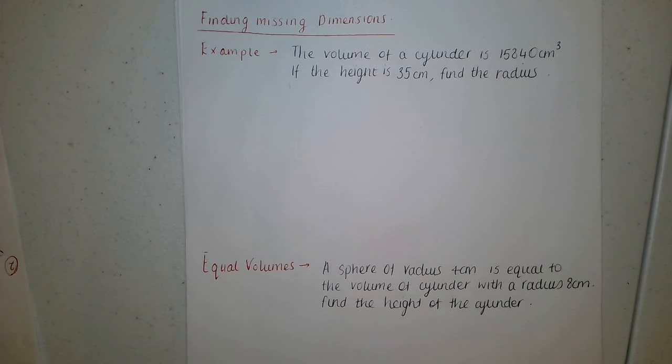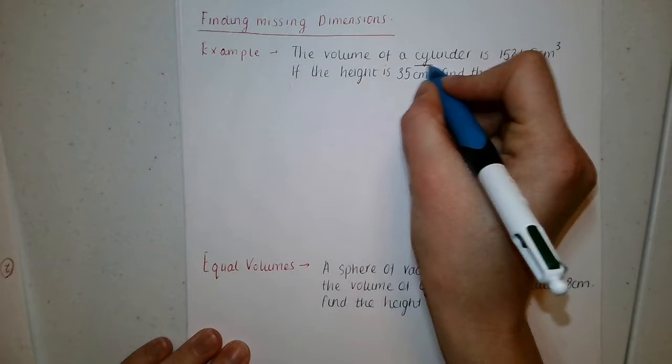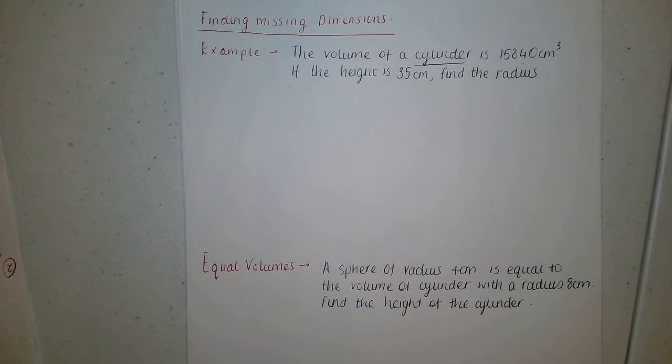In this video we're moving on to more complex problems involving cylinders and spheres and hemispheres. We're looking at questions where we're given the volume and asked to find a dimension, either the height or the radius. So in this first example it says the volume of a cylinder, it's key to recognise what shape they're given, is 15,840 centimetres cubed. If the height is 35 centimetres, find the radius.